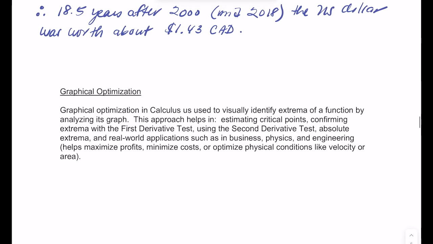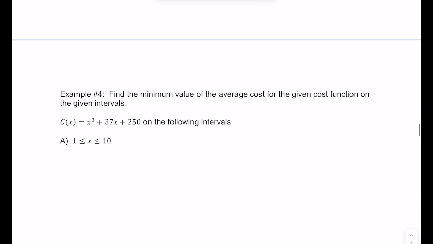The final thing we're going to look at in this video is what's called graphical optimization. So we use graphical optimization in calculus to visually identify extrema of a function by analyzing its graph. It helps when you're estimating critical points, when you need to confirm extrema with the first derivative test, using the second derivative test, absolute extrema, and also real-world applications such as in business, physics, engineering. It helps with things like maximum profits, minimizing costs, or optimizing physical conditions like velocity or area and things like that. Okay, so let's look at an optimization problem here.